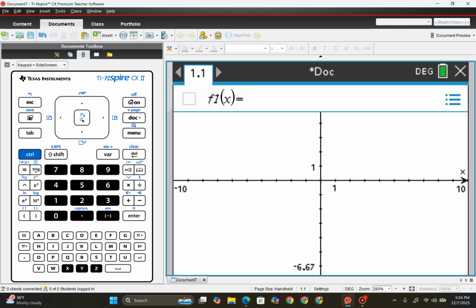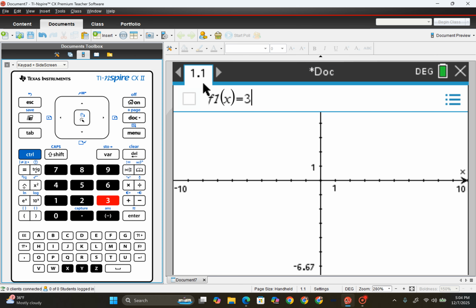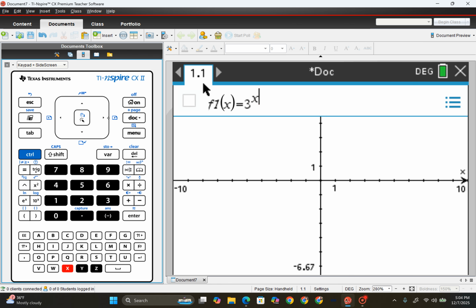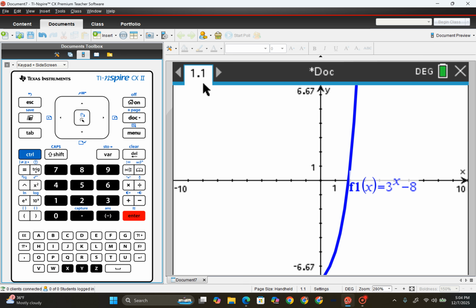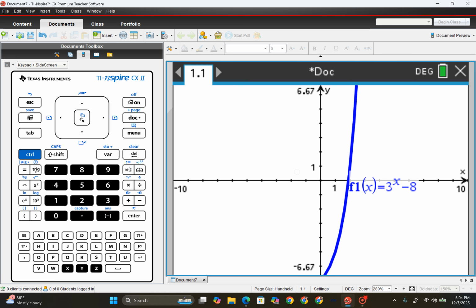Question number 11 we can do. So we're going to go ahead and type in 3 to the x minus 8. So 3 to the x, then go to the right, minus 8, right? Look where the minus 8 is. And I'm going to hit enter. And then we're going to go ahead and plug in the other one.